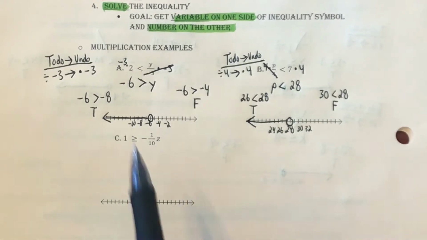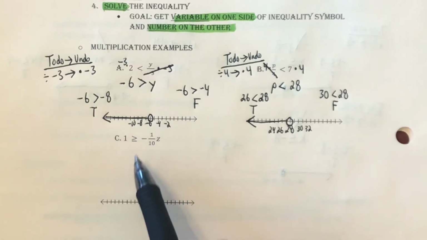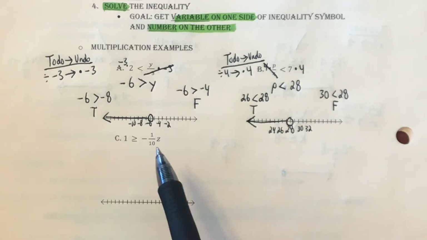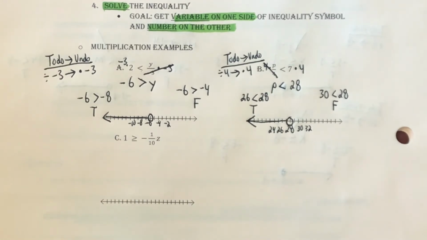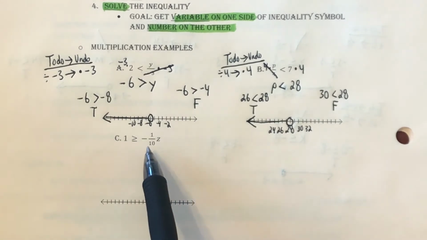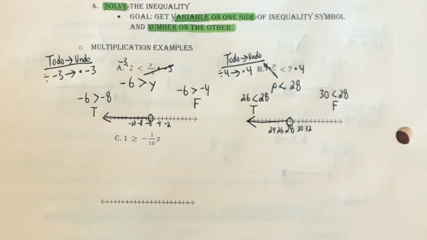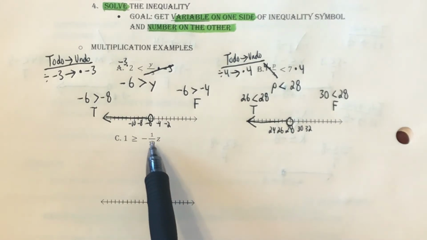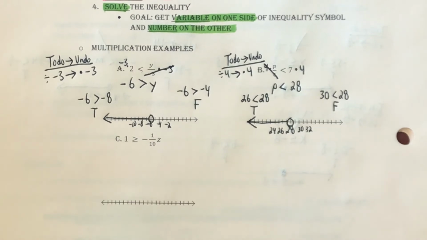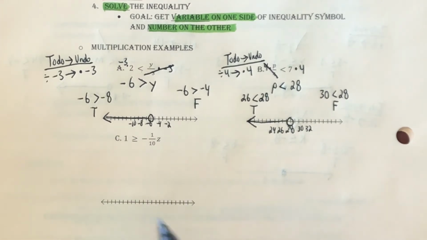So example C says 1 is greater than or equal to -1/10 z. Well, what is this -1/10 doing to z? Well, it's actually multiplying it. But this can be kind of confusing on what we do and how we solve this. So what I'm going to encourage you to do is anytime you have a fraction multiplying your variable, we're actually going to just move this variable to the top of the fraction, right? And that's completely legal because that means the exact same thing.